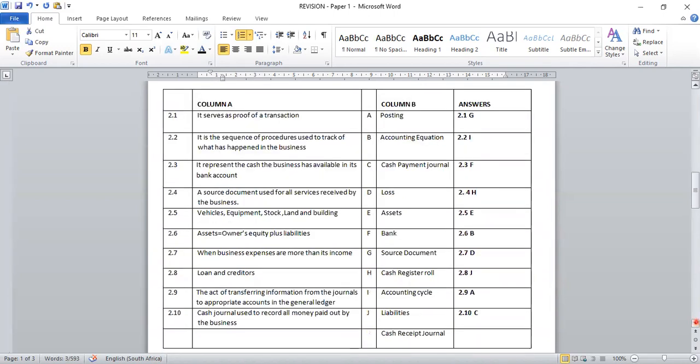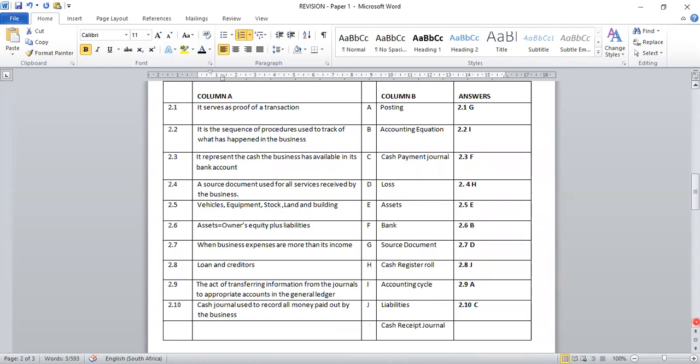Now we're moving to question 2, which is to match column A with column B. Okay, 2.1, it serves as a proof of transaction. Learners, the correct answer to 2.1 is G. The source document serves as proof of transaction.